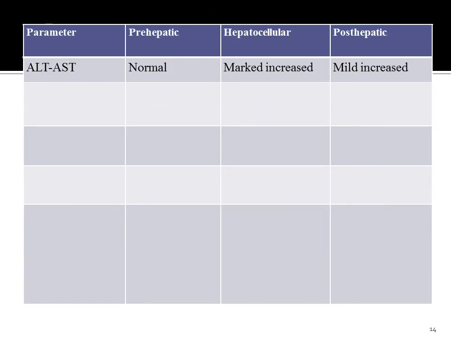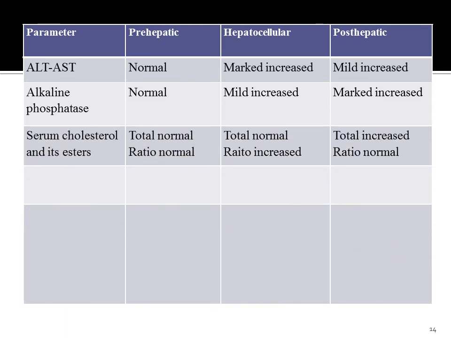Then different enzyme levels. In prehepatic it is normal, but in hepatocellular it is markedly increased because there is damage to the hepatocytes, and so there is release of enzymes into the serum in very large amounts. While in post-hepatic there will be a mild increase in ALT as well as AST. But alkaline phosphatase is an enzyme specific for the bile canaliculi, so it will be markedly raised in post-hepatic jaundice and mildly increased in hepatocellular jaundice.